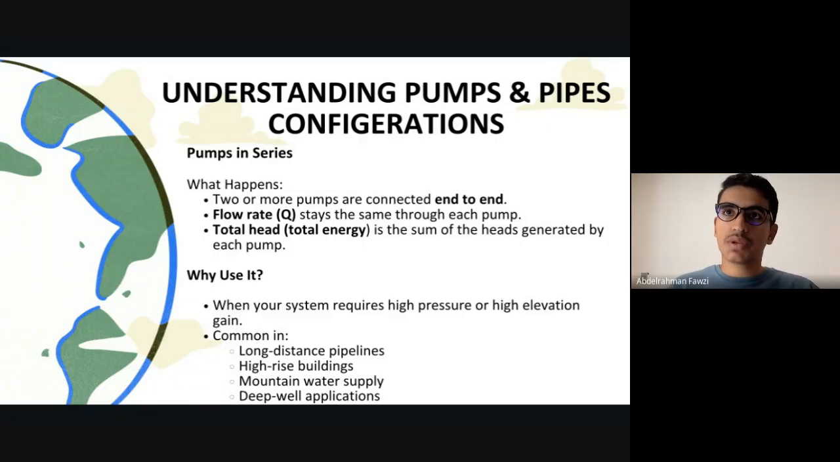So pumps usually have two configurations, the series and the parallel. Each configuration has its own purpose and also its own characteristics. So, for example, in pumps in series, the flow rate remains the same throughout all pumps. However, the total head, like the total energy that's produced, is the summation of all heads that are produced due to each pump. So why do we usually use these systems with long distance pipelines?